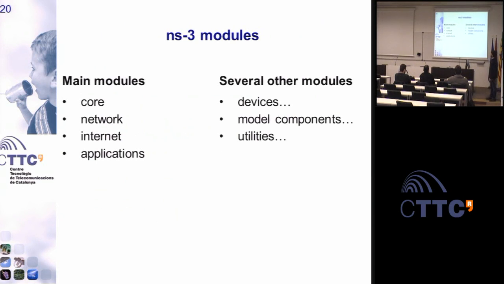And having a look at the modules that are included in the official ns-3 distribution, you find two categories of modules. First one is the main modules, which is core, network, internet, and applications, which are used more or less in all simulations. And then there are a lot of other modules that are very specific, and you normally use them or not depending on the particular scenario you're simulating.